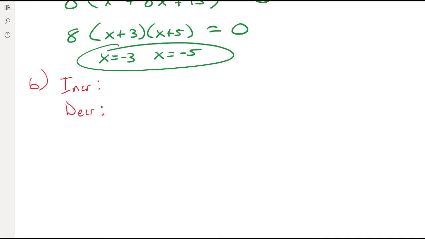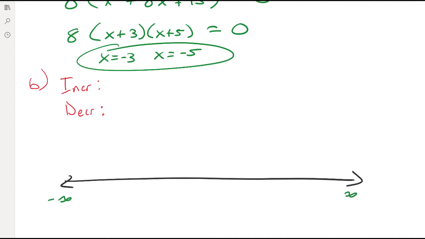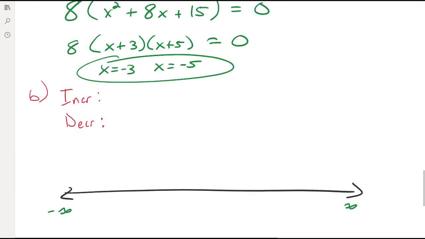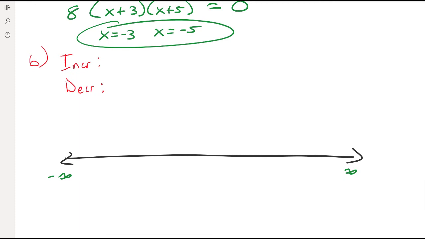In order to do that, we're going to use the first derivative test. This is a number line, and this number line represents all x values from -infinity to +infinity. What you've got to do is put just your critical points on this number line. Make sure you put them in correct order. So we're going to have -5 and -3, and those are our two critical points.